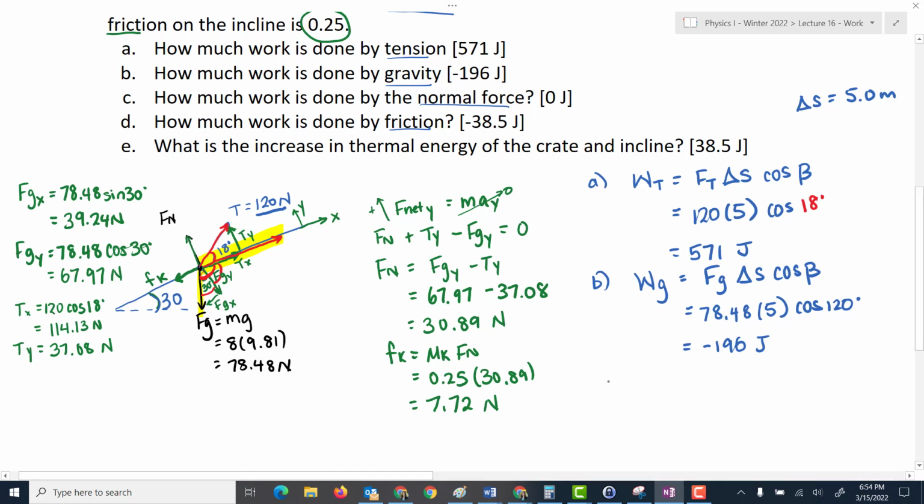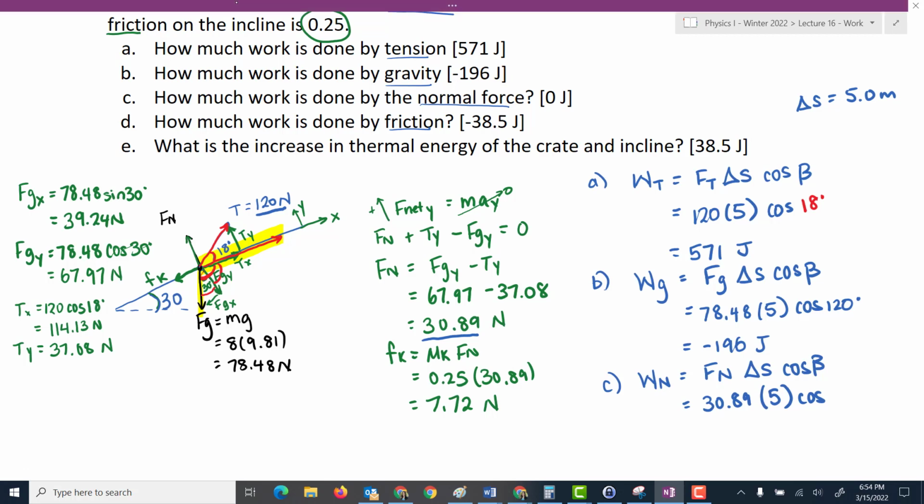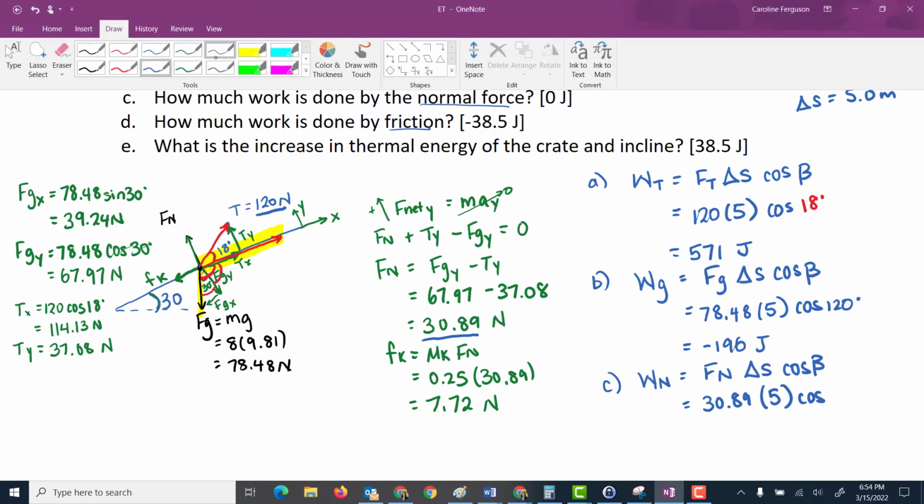Okay, C. Work done by the normal force. So work done by the normal is equal to the normal force times the displacement, times cos of the angle between the normal force and the displacement. So we found out that the normal force is here, 30.89. The displacement is 5 meters. Cos of the angle between the normal force and the displacement. Okay, so what's that angle?